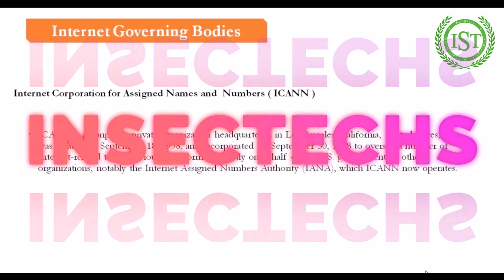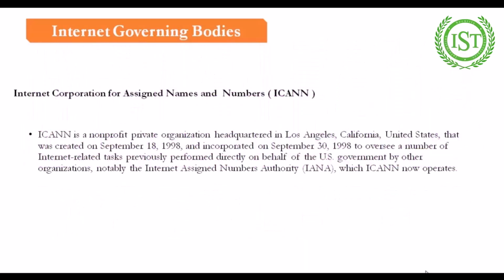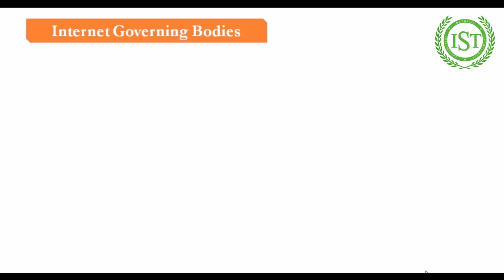And their work includes coordination of IP address spaces, both IPv4 and IPv6, and even assignment of address blocks to the regional Internet registries, for maintaining registries of Internet protocol identifiers, and for the management of the top level domain name space, which is the DNS root zone, which includes the operation of root name servers. And these are some tasks that are actually being done by this ICANN.